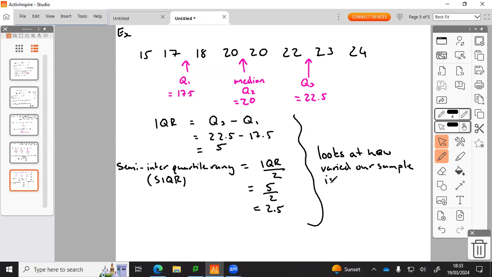It looks at how varied our sample is, by looking at how spread out the numbers are. It looks at variability.